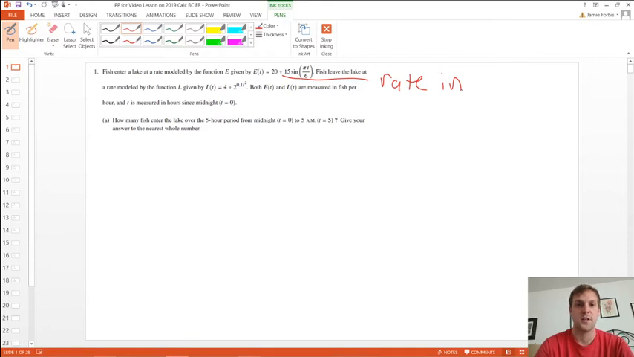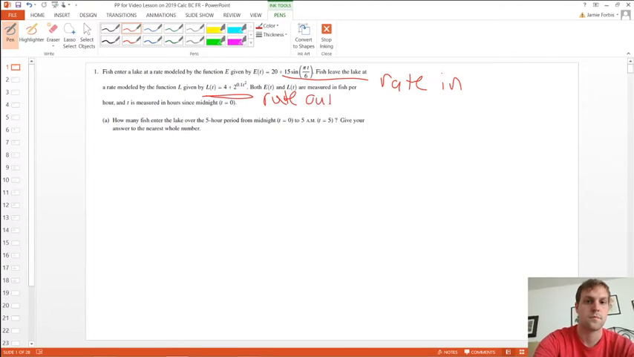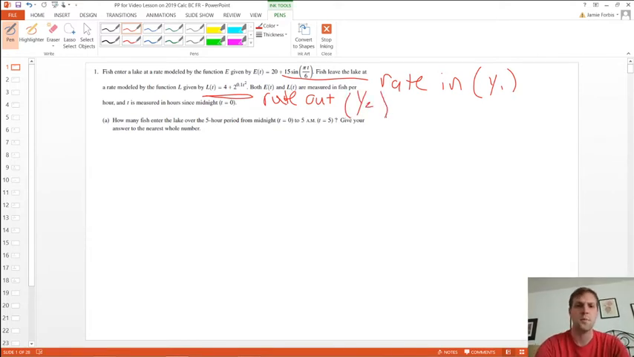It says fish leave the lake at a rate modeled by L of t. So here we've got a rate out problem. Since this is Calc active, I put rate in for y1 and rate out for y2 into my calculator. They're measured in fish per hour, and t is measured in hours since midnight. It asks how many fish enter the lake over a 5-hour period from midnight to 5 a.m., and to give the answer to the nearest whole number.